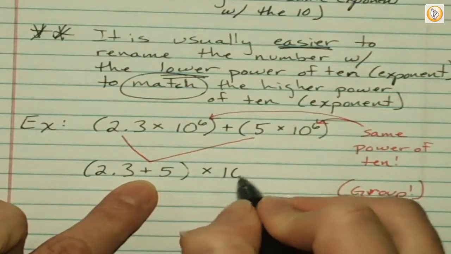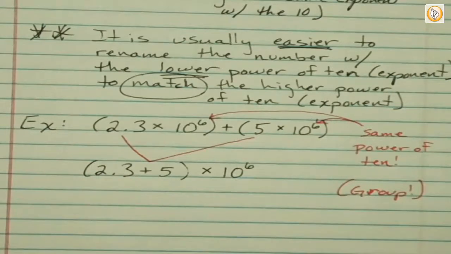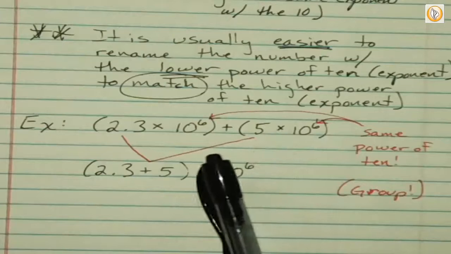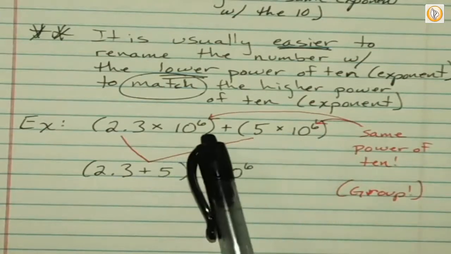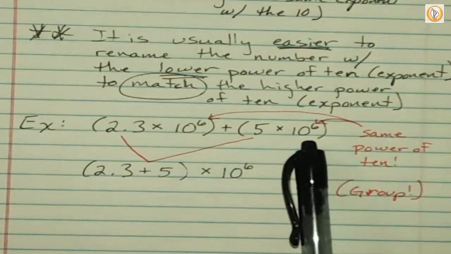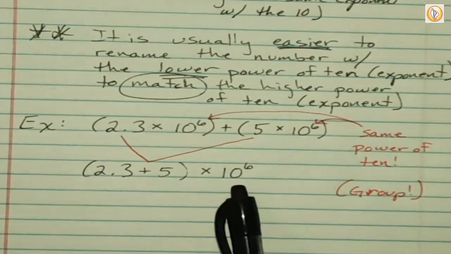Times 10 to the 6th power, because we're not multiplying or dividing. I see people erasing, and it's okay. Try not to work ahead. But the good thing about adding and subtracting is once you get the powers of 10 the same, they have the same exponents, you just bring it down. You don't have to do any work. That's kind of nice.